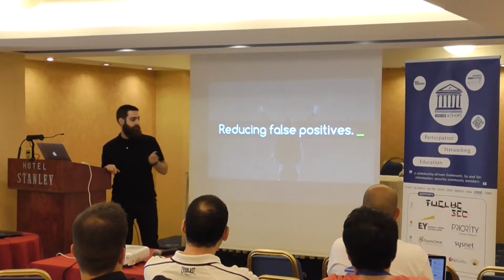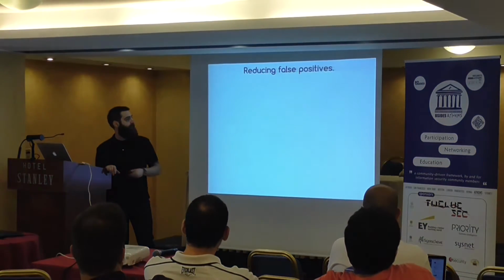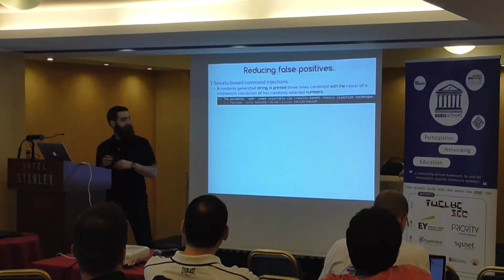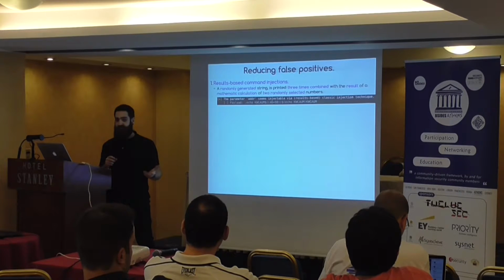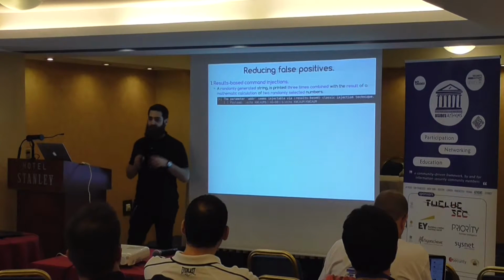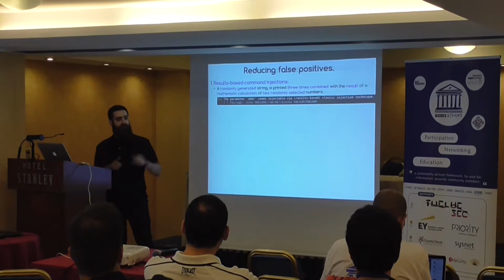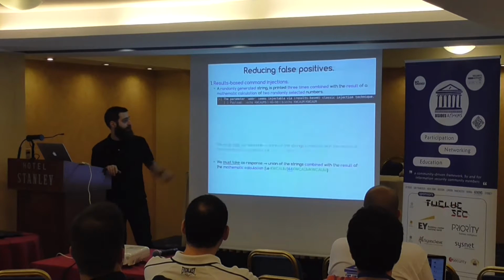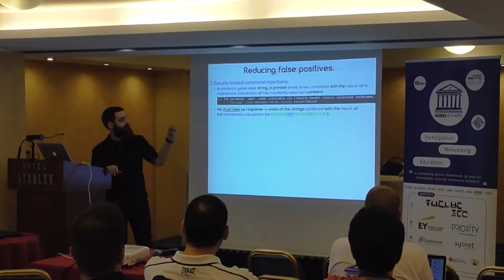In order to reduce false positives, regarding results-based command injection, a randomly generated 6-character string is printed 3 times in combination with the result of a mathematical calculation of 2 randomly selected numbers, something like this payload. From this payload we must take as a response the union of these strings combined with the result of the mathematical calculation, something like this value.